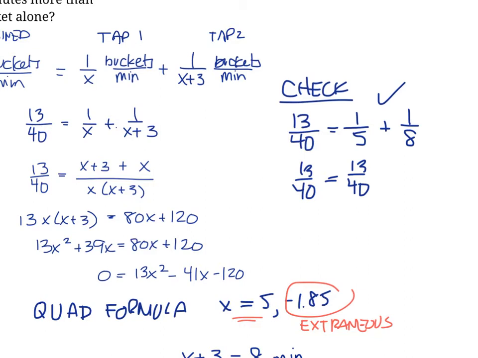In terms of buckets per minute, tap 1 can fill 1/5 of a bucket per minute, right? And tap 2 can fill 1/8 of a bucket per minute. So combined, they can fill 13/40 of a bucket per minute, or about 1/3 of a bucket per minute. And that makes sense because it takes just over 3 minutes when both taps are running, right? So hopefully that makes some sense to you.